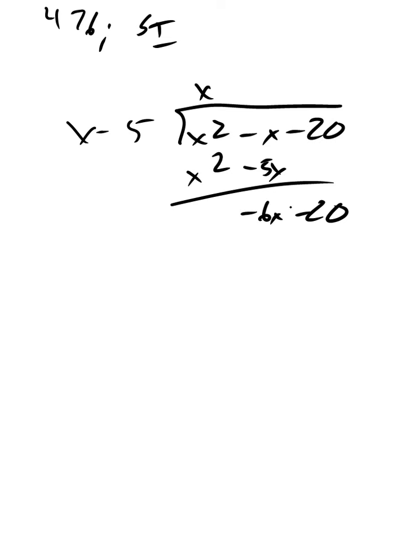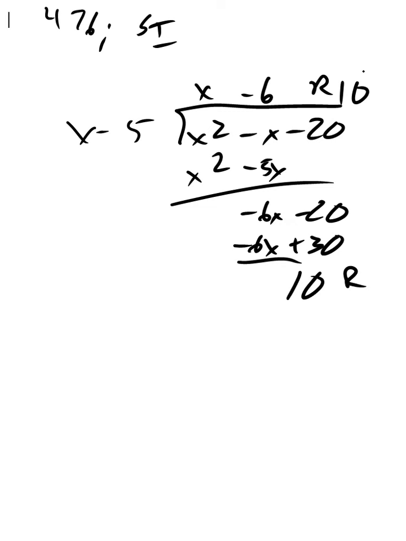Then how many times does x go into negative 6x? Negative 6 times. So negative 6 times x is negative 6x, and then plus 30. As we do that, we have a remainder of 10. That's how that works. You take your first term, see how much goes into your first term, and multiply everything through. Same thing is true with the second term, and keep going down that way.